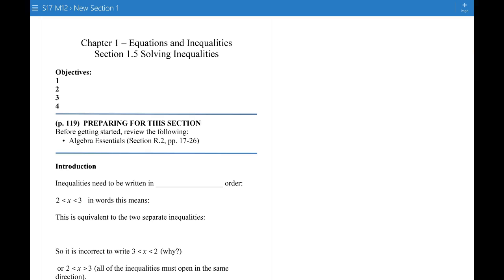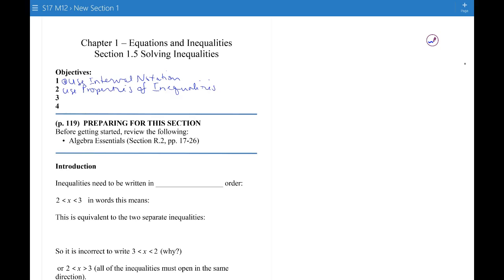So let's look at section 1.5 now, solving inequalities, still in chapter 1, equations and inequalities. Our objectives in this section are going to be to use interval notation, which hopefully is very familiar, but just be a good refresher if it's been a while. So we're going to use interval notation, and we need to know how to do that to show the solution sets of inequalities. So then we're going to use properties of inequalities, a little bit different than solving equations.